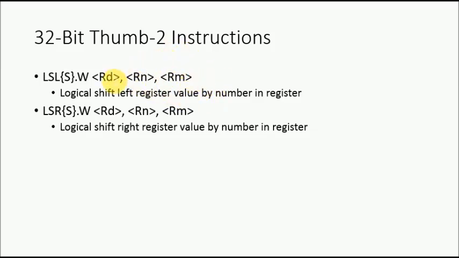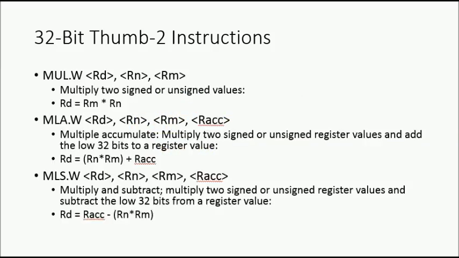LSR.W Rd, Rn, Rm. So here there is a shifting to the right. The content of Rn is shifted to the right by the number present in the register Rm. MUL.W Rd, Rn, Rm. So content of Rm is multiplied with the content of Rn and the result will be stored into the register Rd.